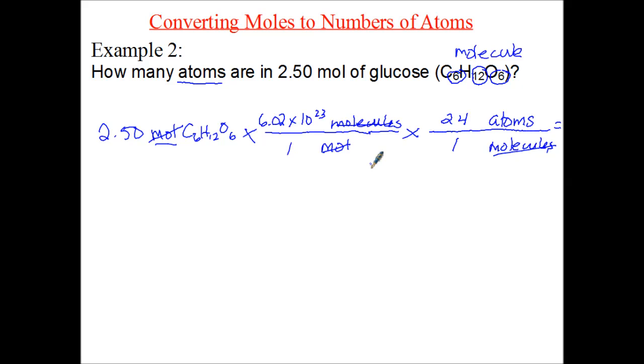So we go through, we do the math, and it should come out to an answer of 3.61 times 10 to the 25th atoms. Just remember one thing that I kind of forgot to mention: since these numbers are all on top of their conversion factors, we're just going to multiply all the way across. So 2.50 times 6.02 times 10 to the 23rd times 24.